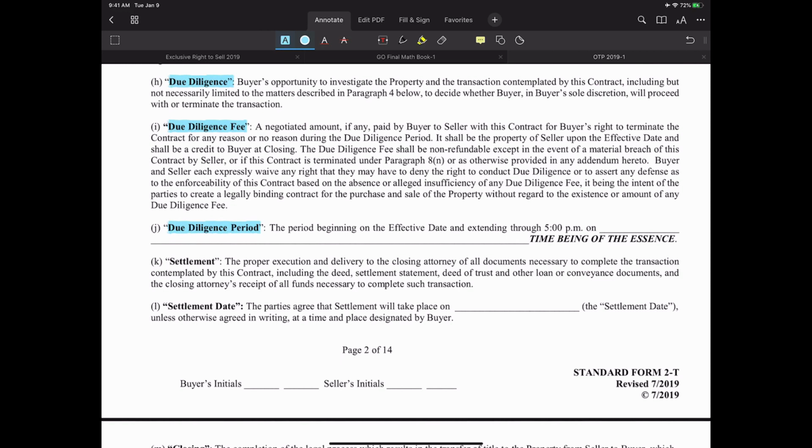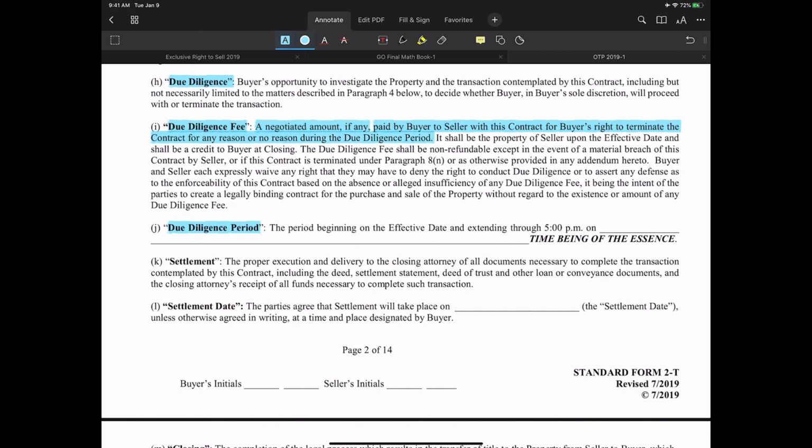And then when you get to the due diligence fee, I want you to think of the due diligence fee as an exchange of money for time, of consideration for time. So the fee is paid to give the buyer a period, which you'll see in the next paragraph, to do the investigations mentioned above. Exactly. It's a negotiated amount, if any, so it could be 0, couldn't it? It could. Paid by buyer to the seller with this contract for the buyer's right to terminate the contract for any reason or no reason during the due diligence period.